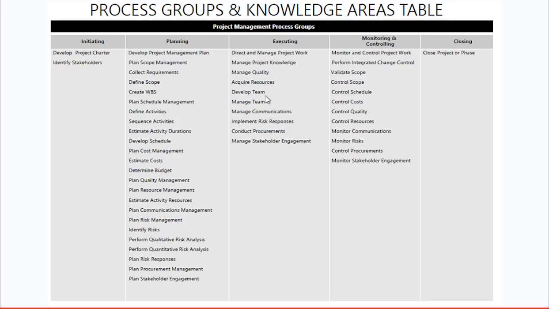Now, after that, we have looked into the best practices when defining the scope. We have looked into the key tools and techniques when defining the scope. Now, let's move into the next topic, which is a very important topic when creating the WBS, or the work breakdown structure.